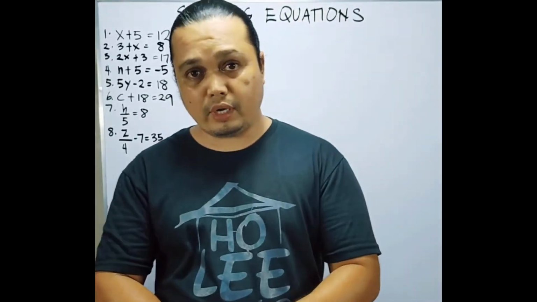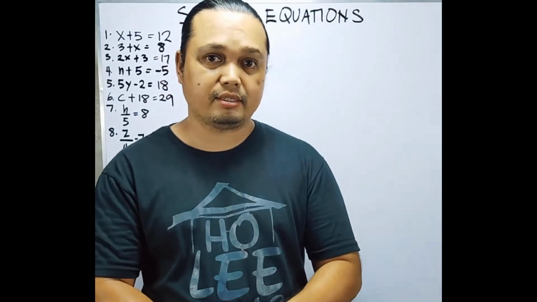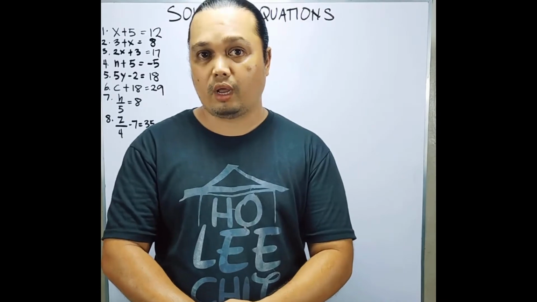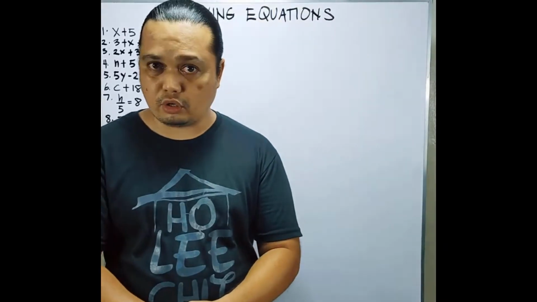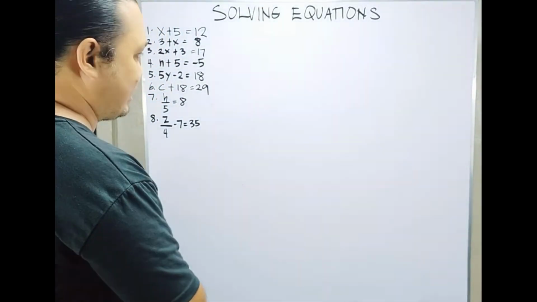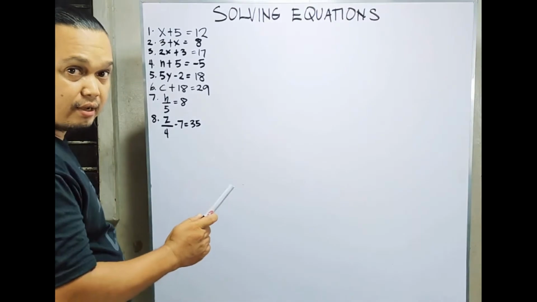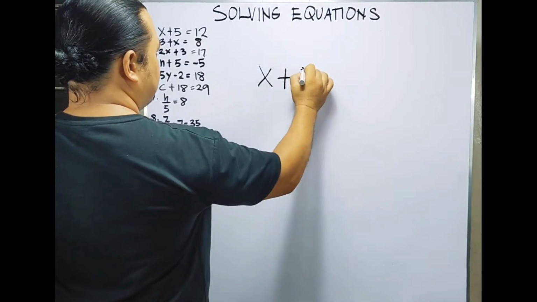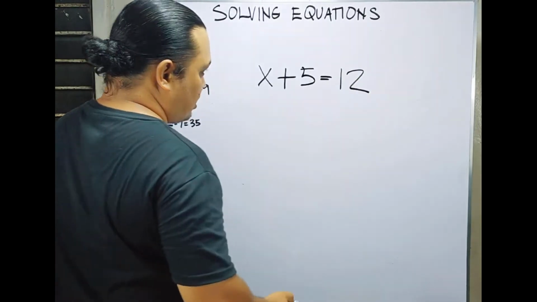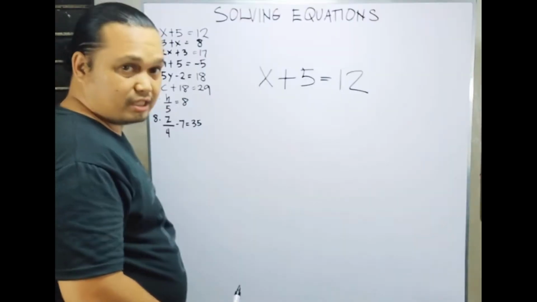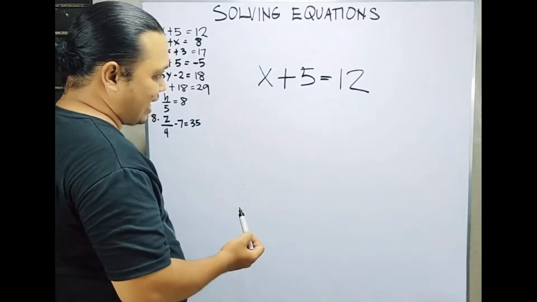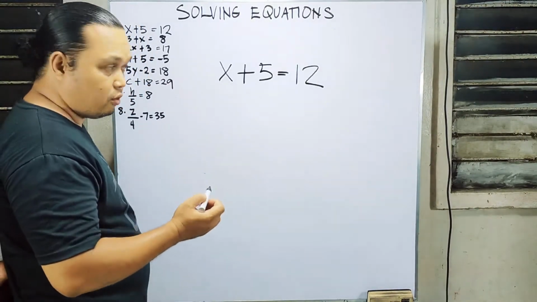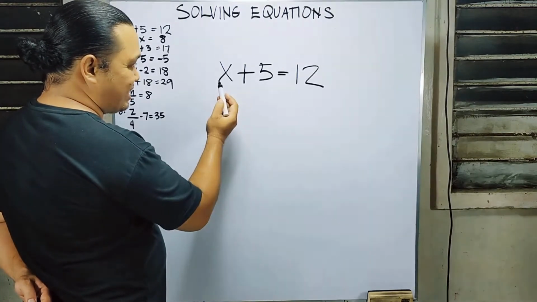Okay, now to review, an equation is a mathematical sentence that tells us that both sides of the equation are equal. Now in solving equations, we are going to find the value of the variable. If you have here an example number 1, let's say x plus 5 is equal to 12. Now 5 here is our constant, while x is our variable. Now 12 is the final answer. Now what we are looking for is the variable. What is the value of x?